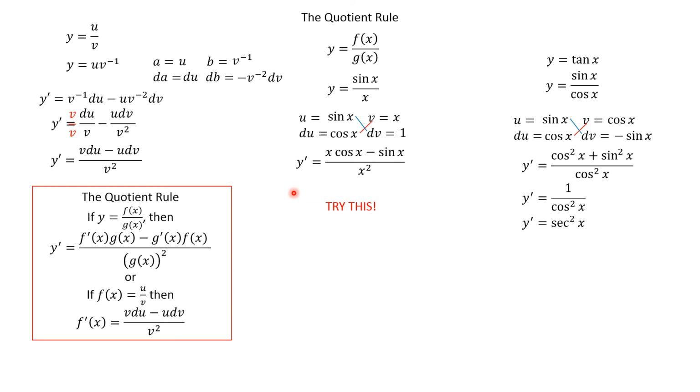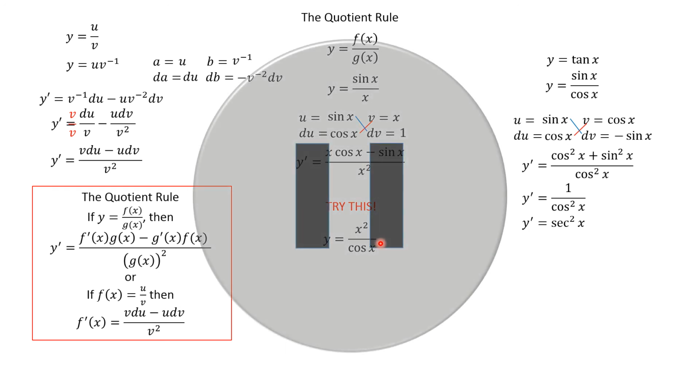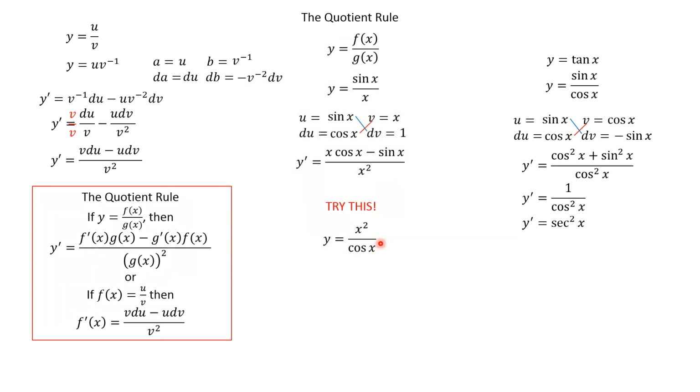Before we're done though, let's try one just to make sure that you have an idea what you're doing. Try y equals x squared over cosine x. Get your u's and v's. Go ahead, pause this, and come back when you're done. How do you think you did? Did you follow this mostly?